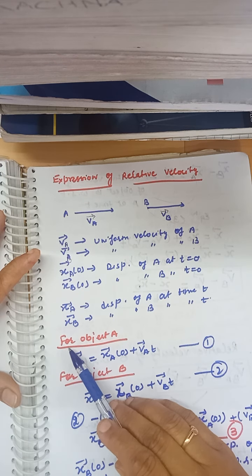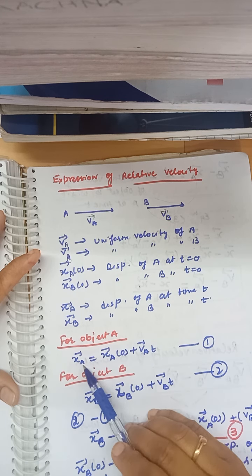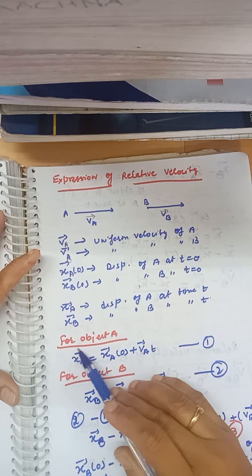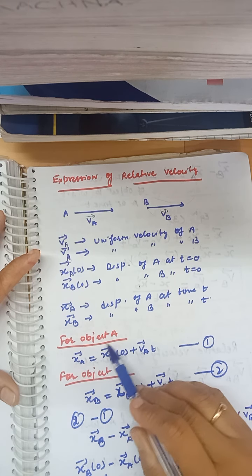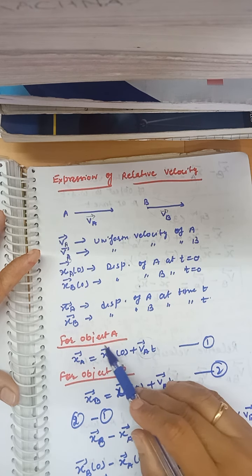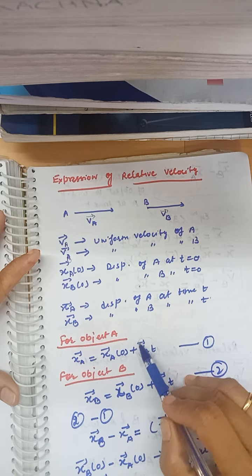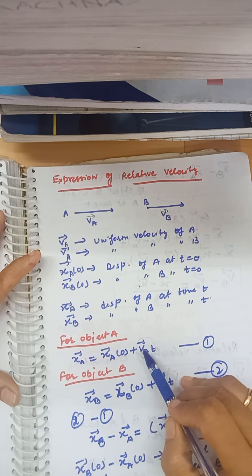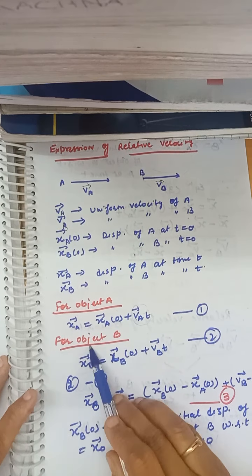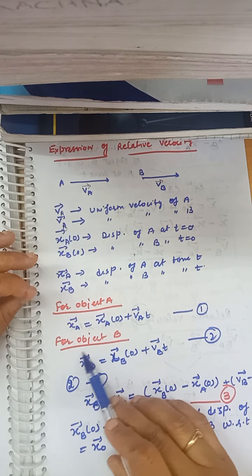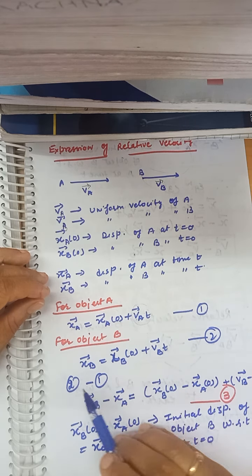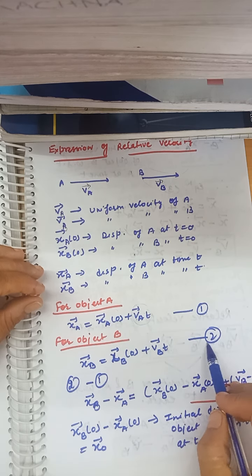So for an object A, when we are going to write the displacement, the total displacement of object A is the displacement at t is equal to 0 and the displacement at time t with velocity VA. So at time t is equal to 0, this is the displacement xa naught, and at time t the displacement is velocity multiplied by time, VA multiplied by t. Similarly, for the object B, you will write the same expression. Total displacement of B from t is equal to 0 to t is xb naught plus vb t. So these two equations you have got, equation number 1 and equation number 2.